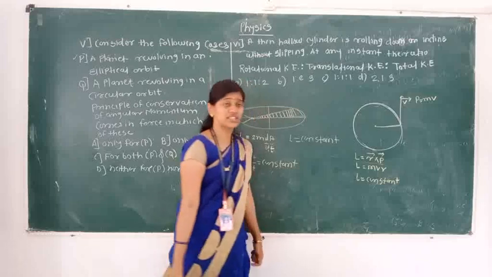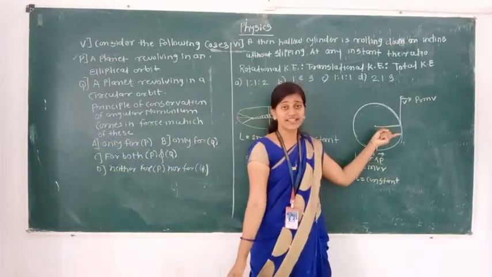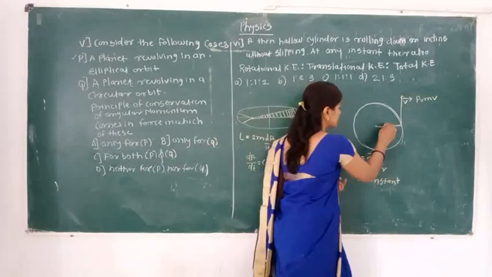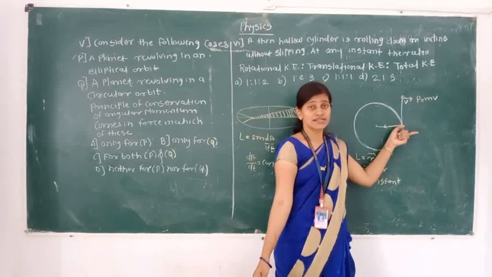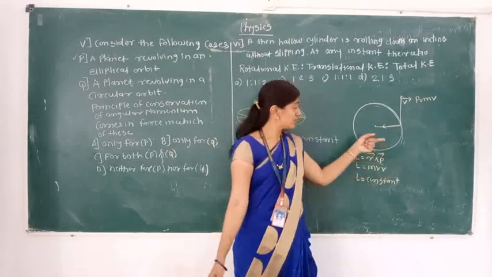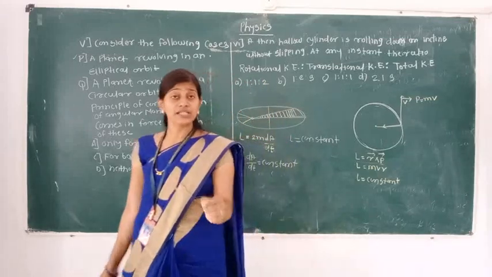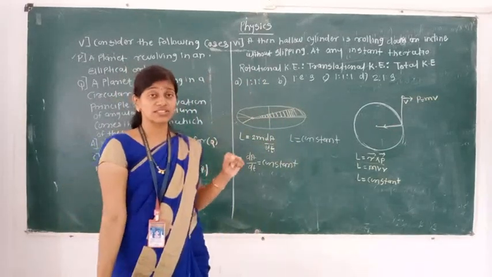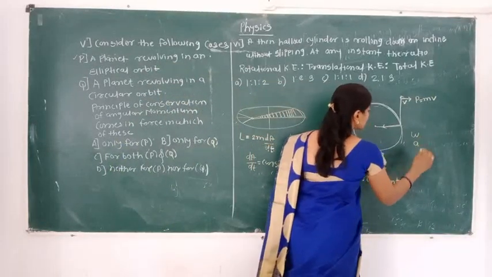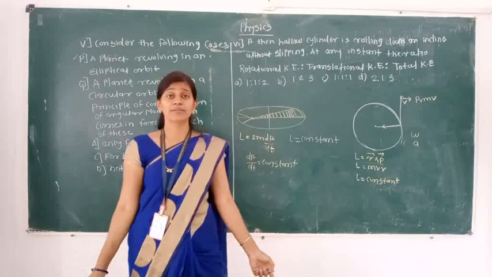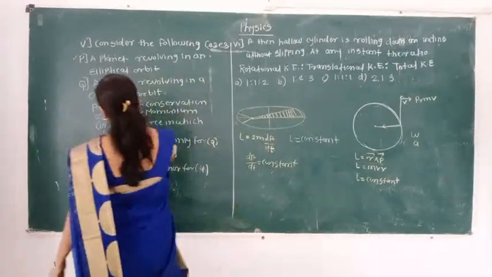When any object is revolving in UCM, its radial acceleration is directed toward the center, and the radius vector is directed away from the center. When a particle is performing UCM, speed is constant, angular speed omega is constant, angular acceleration also remains constant, angular momentum remains constant, and kinetic energy is also constant. So the second case is also correct.